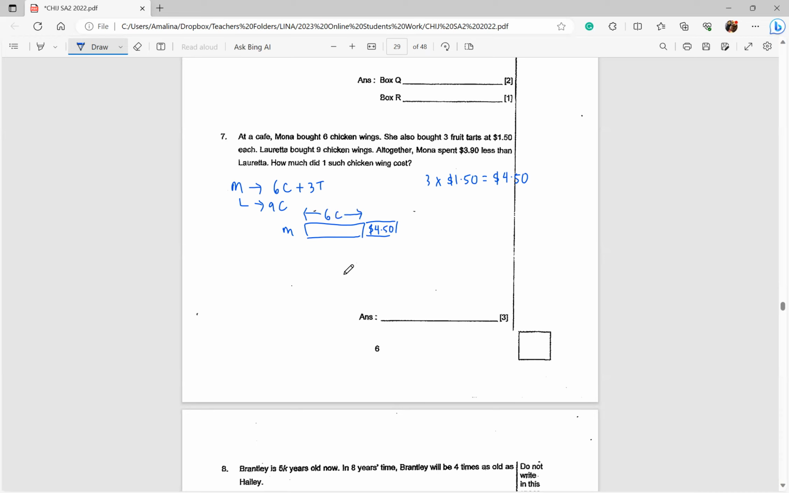Okay. And then for Loretta, Loretta actually spent more because she bought 9 chicken wings. And you know that her model must be longer than Mona's. So I draw something like this. This part here will be my $3.90. And the whole model will be for 9 chicken wings. Okay, so you should have something like this for your model.